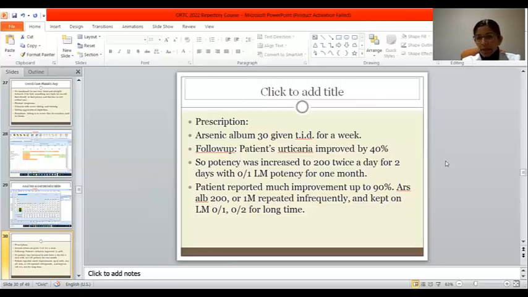So Arsenicum album 30 was given TID for a week. Followed up after a week, the patient's urticaria had improved by 40%. So the potency was increased to 200 twice a day for 2 days, followed with LM potency 0/1 for a month. The patient reported much improvement, up to 90%. Arsenicum album 200 or 1M was repeated infrequently, and he was kept on LM 0/1 and 0/2 for a long time.